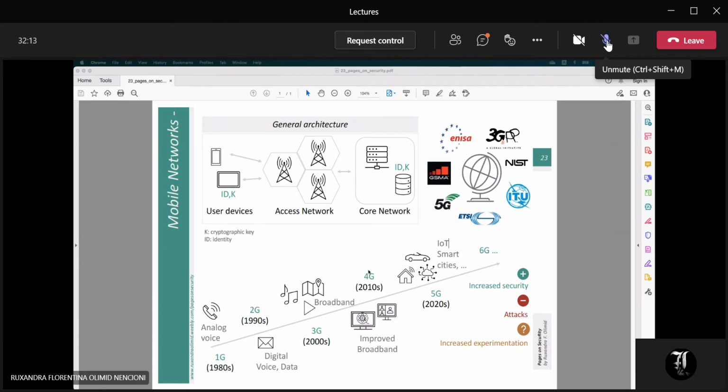Now, just not to talk about 2G, 3G, 4G like this, give me some names for them so that maybe it's clear for everybody.